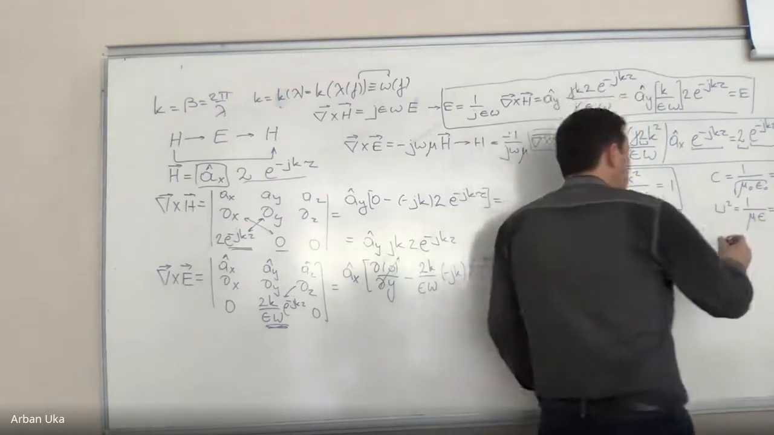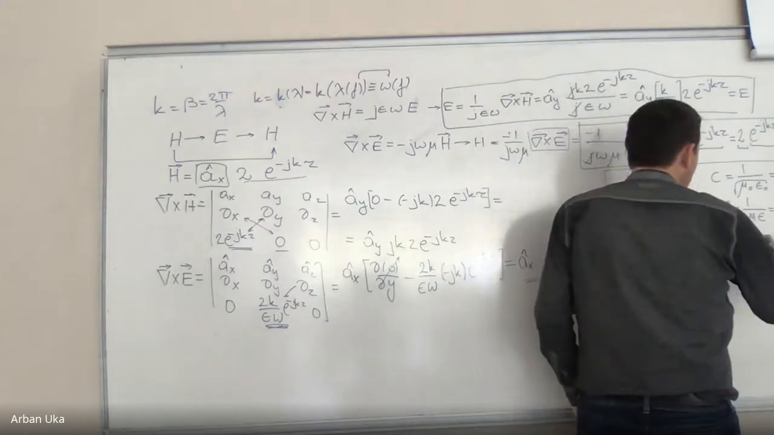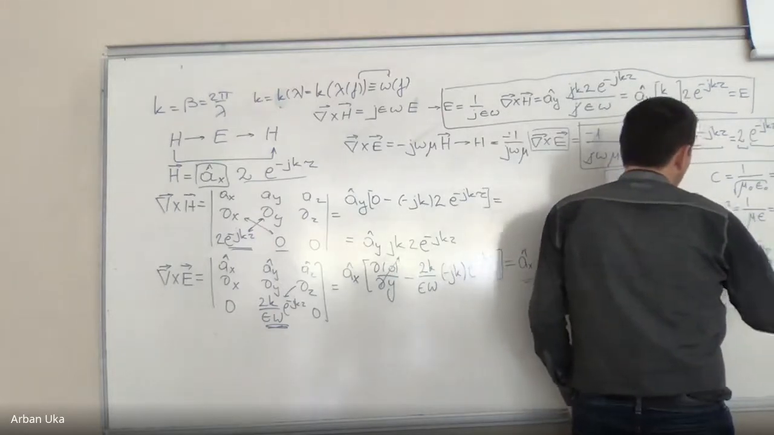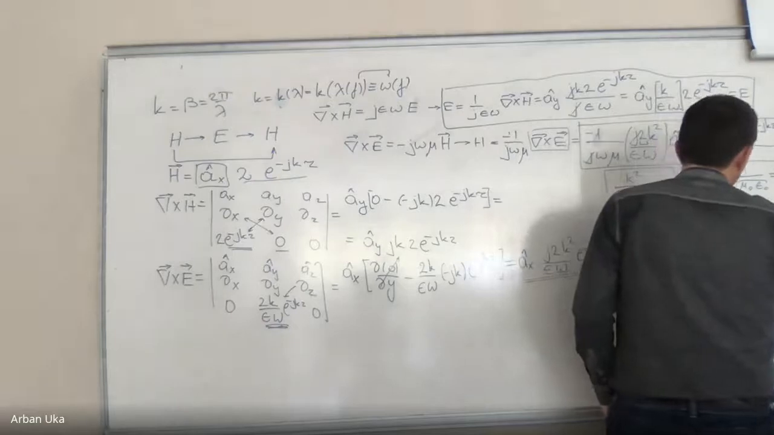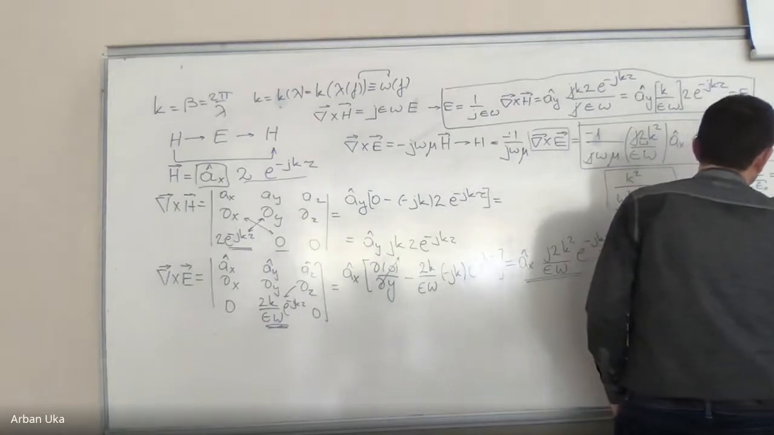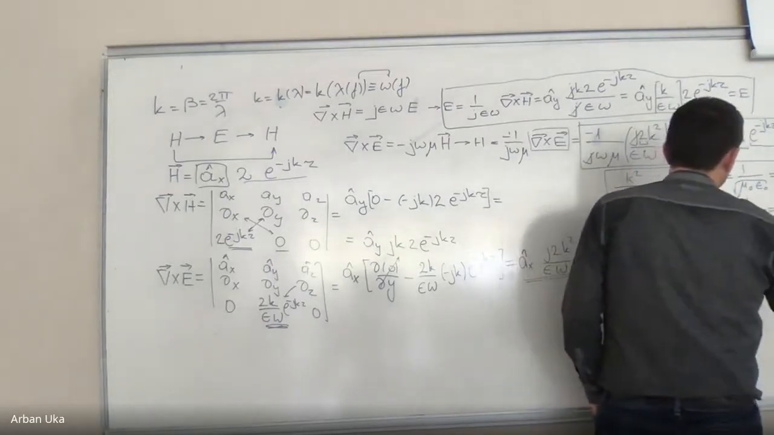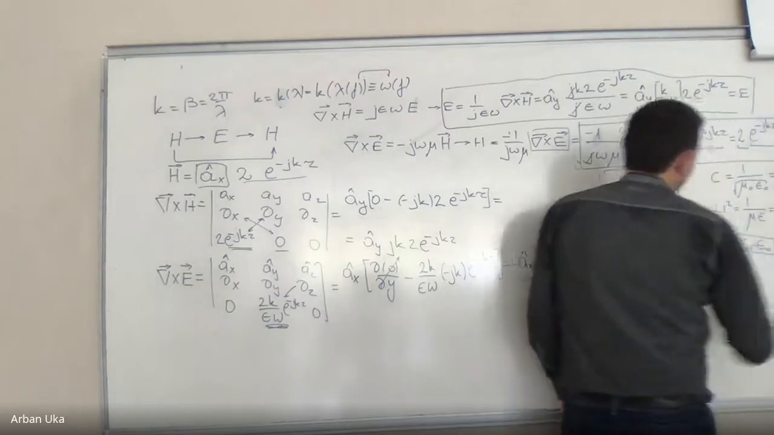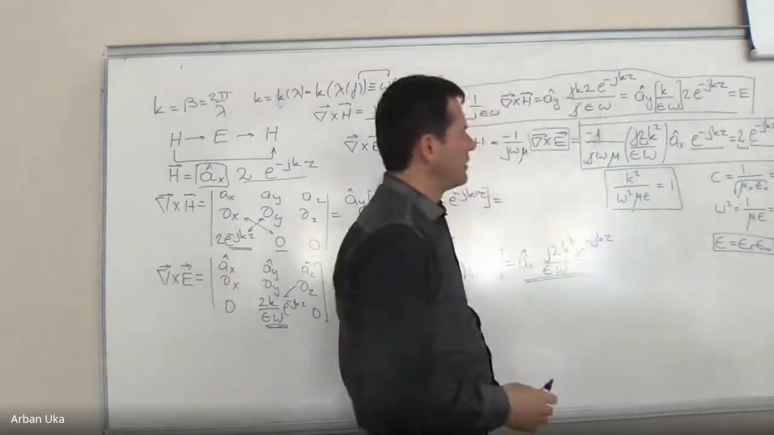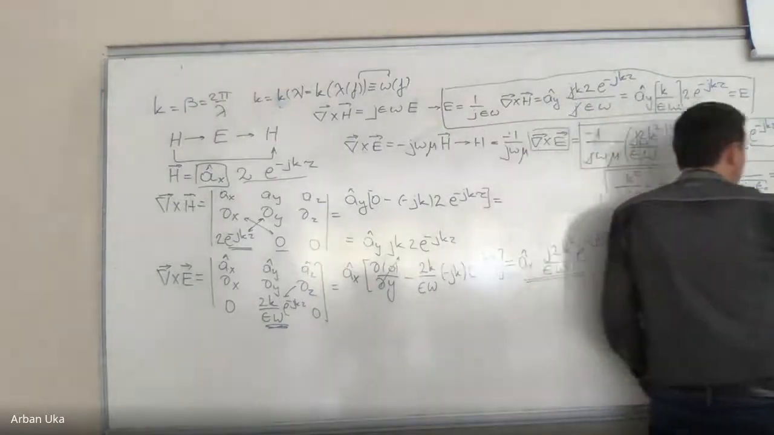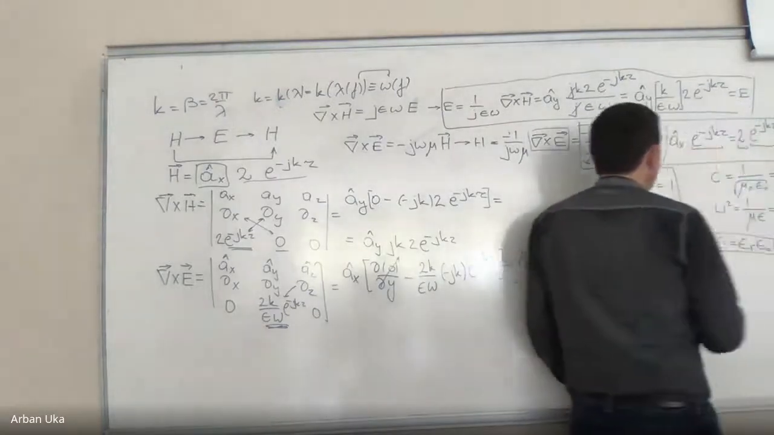Because the permittivity is always written like this: permittivity is equal to epsilon r epsilon 0, and the permeability is equal to mu r mu 0. Okay, but now we know that we are in vacuum. Mu r and epsilon r are 1. So this is going to be c squared.